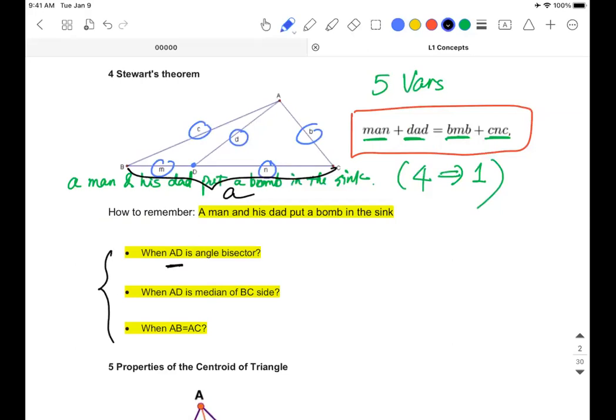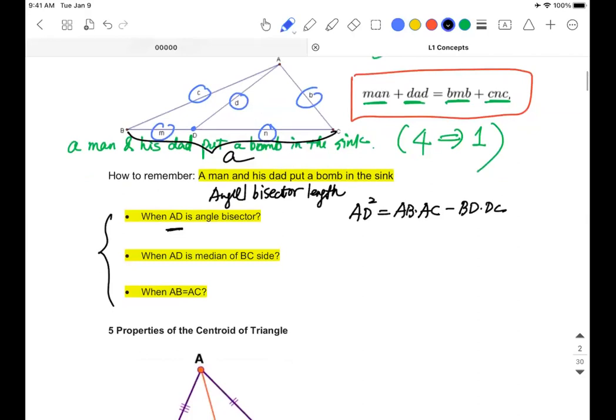You're going to have the famous angle bisector length theorem, because AD is the angle bisector. The angle bisector length theorem says AD squared equals AB times AC minus BD times DC. This applies whenever AD is a specific angle bisector. Then what about the second case? Whenever AD is the median to side BC, what's going to happen?